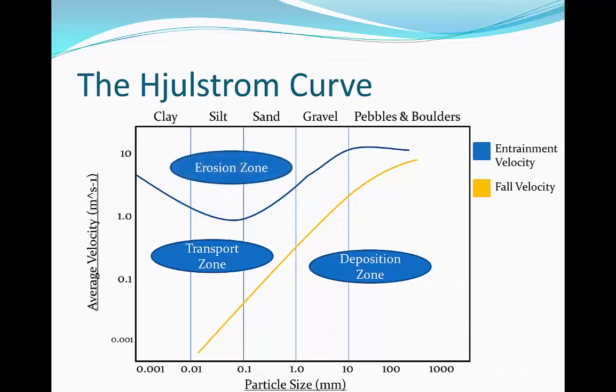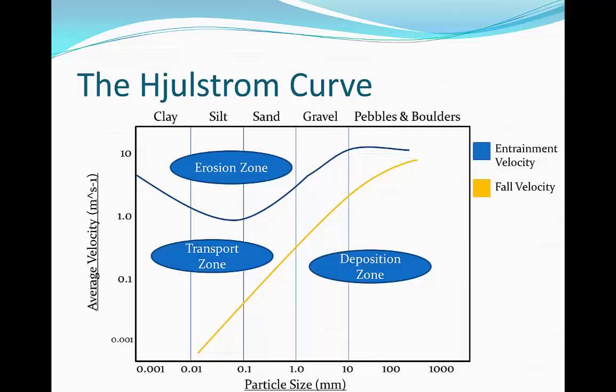The last zone is the erosion zone, and this is located above the entrainment velocity. So at this point the river has so much energy that its particles can be picked up and they can begin to erode.